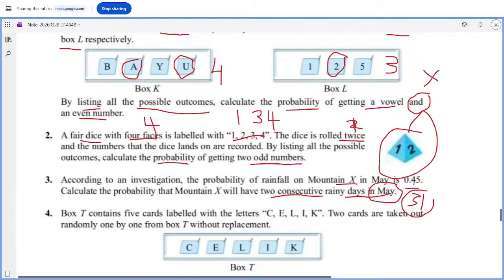Basically, you just need to do this 2 times, or 0.45 power 2, since they say 2 consecutive rainy days. We don't care when it happened, whether it's 6 May, 7 May or 7 May, 8 May, it doesn't matter. All right, are you guys clear? Question 3, just 0.45 power 2. That's all.